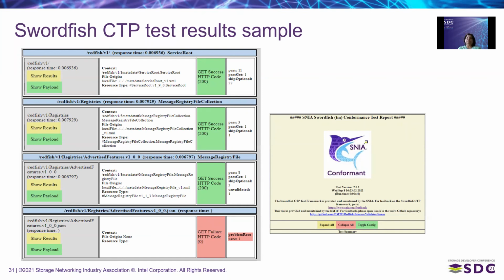So DEM is in turn helping validate the Swordfish CTP as well, because things are also being worked on at the CTP side. We can see that if it is green, the resource passed. And if there is red, it means there is some non-compliance or some issue. And we can see a red here because we're still working on complying with CTP completely.